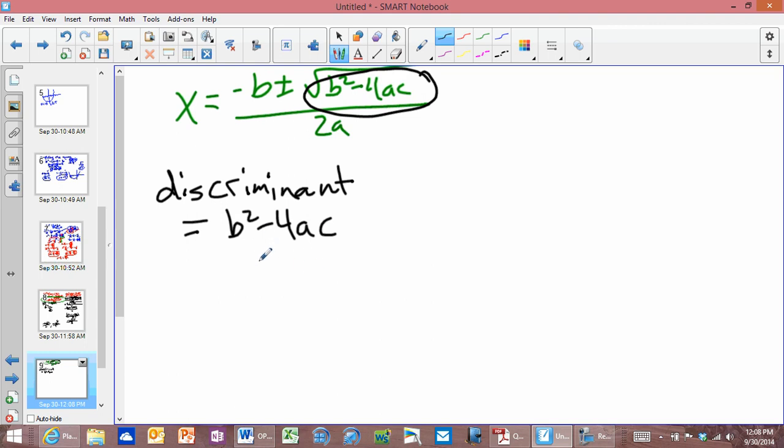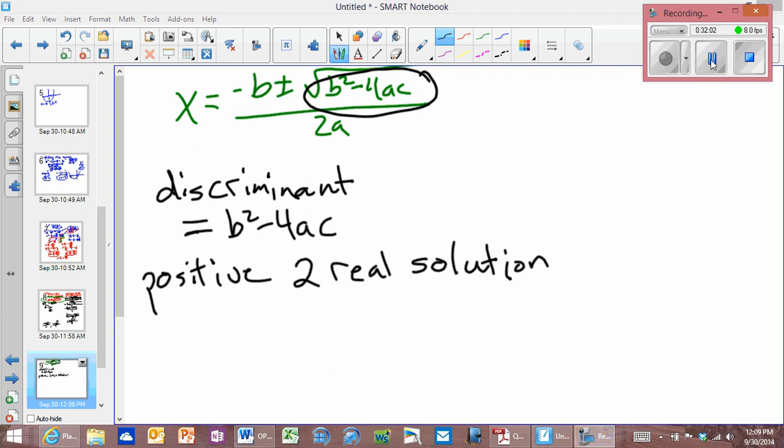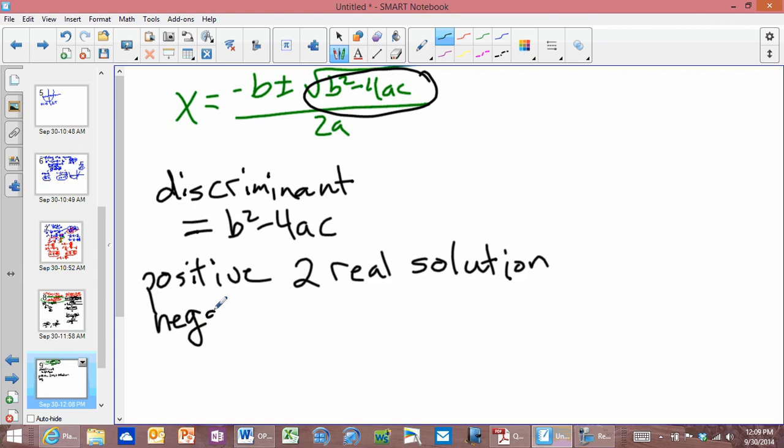So I could find the discriminant of anything that I had. And this is where I end up with different types of answers. If my discriminant is positive, I'm going to have 2 real answers, 2 real solutions is how we say it. I don't remember having any really good example. We didn't actually do one, so I'll just keep going and tell you guys, and we'll go over it in class some more tomorrow. If I have negatives, I have 2 complex solutions.